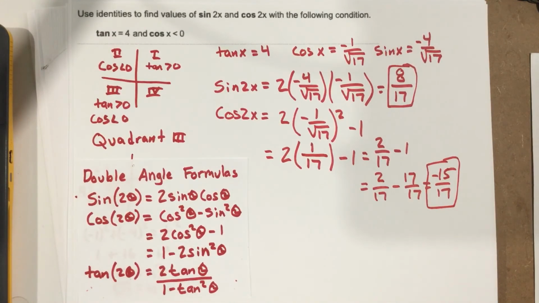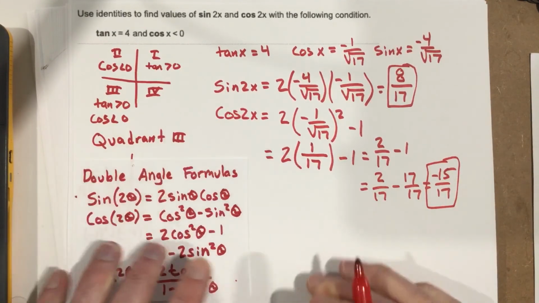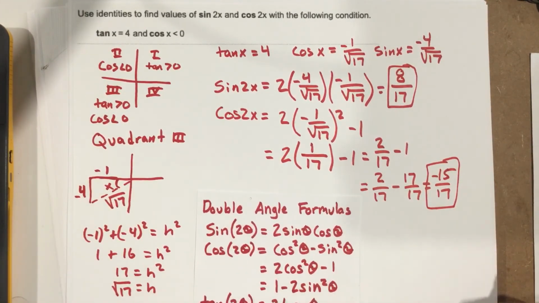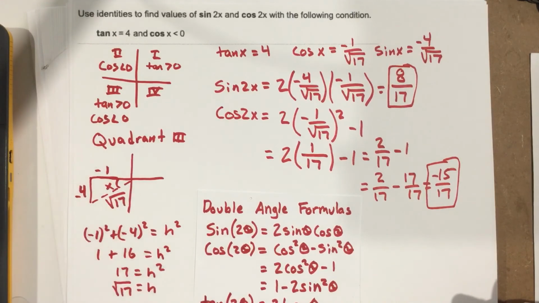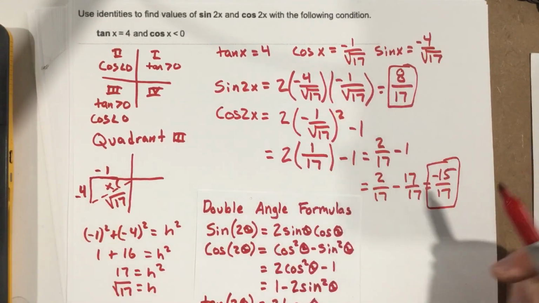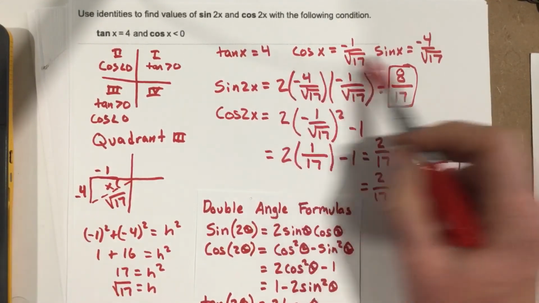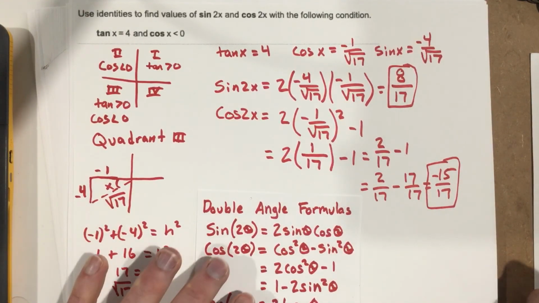And those are our solutions for sine 2x and cosine 2x. And again, really the hardest part of this whole thing is figuring out the quadrants and then figuring out our cosine x and sine x. Once we find the three functions, we can use the double angle formulas pretty easily.